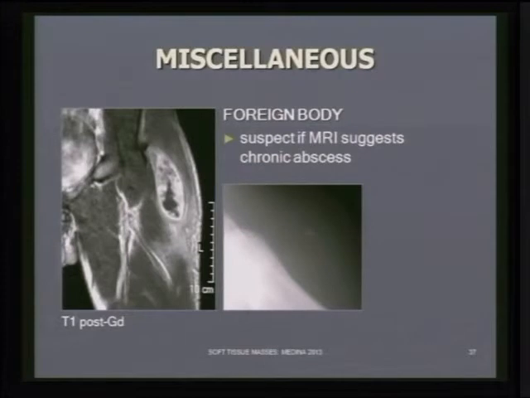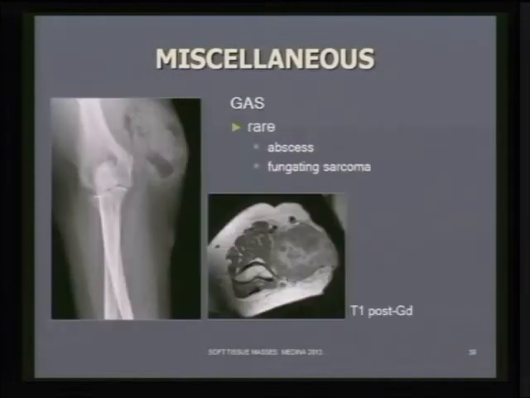So always think about the possibility of foreign body granuloma when the imaging features on MR are consistent with a fairly chronic abscess. And then very occasionally we do see what appears to be gas within a soft tissue mass. This is an elderly lady who presented with a large mass on the medial side of her lower arm adjacent to the elbow joint. You can see it here, areas of gas within this big fungating tumour. And this is a rare finding, but indicates communication obviously with the skin and suggestive of either a fungating sarcoma or possibly an abscess. And this is the axial T1 weighted post contrast study, which shows this large tumour in the subcutaneous tissues extending through the skin.